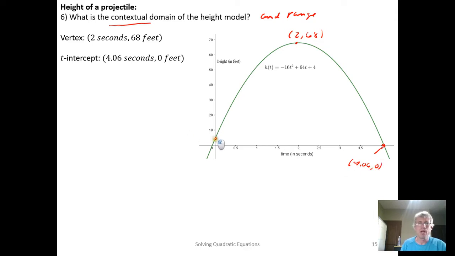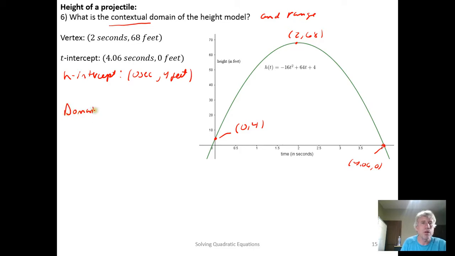And we also found a y-intercept, or a height intercept actually, over here at input 0, output 4. So the h-intercept, we had found that as well. It was at 0 seconds, 4 feet. And the intercepts in this particular case give us everything that we need to establish a domain and range for the model. Remember, domain values are the inputs. Our t values are our input values, and we can look at these intercepts and kind of identify what's going on.